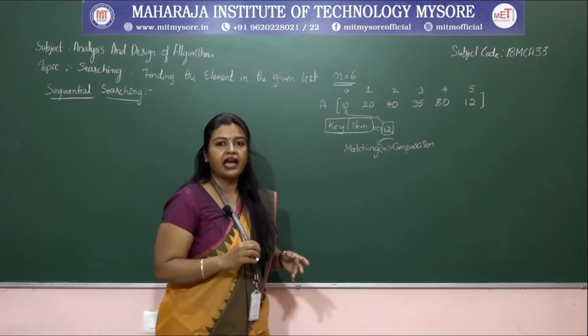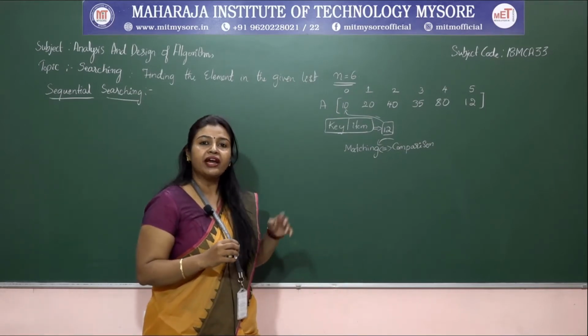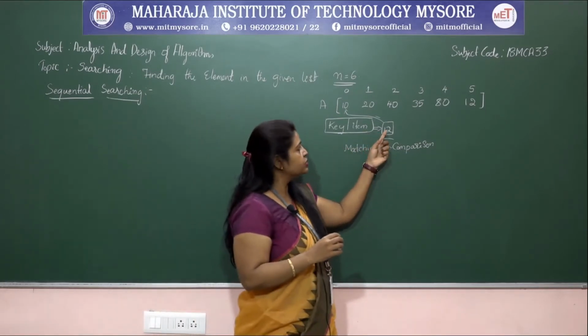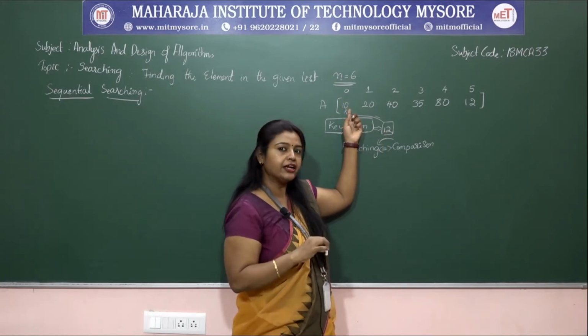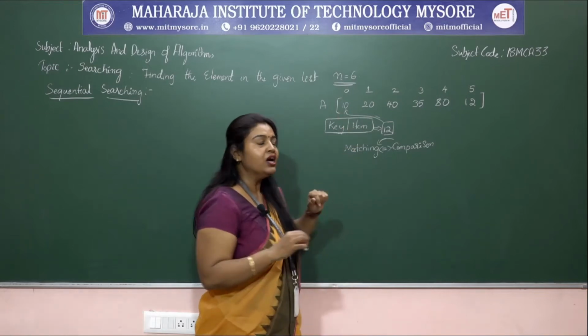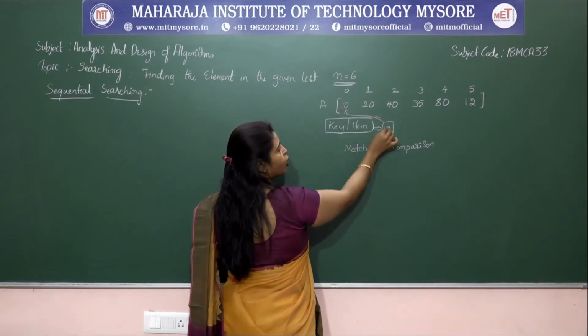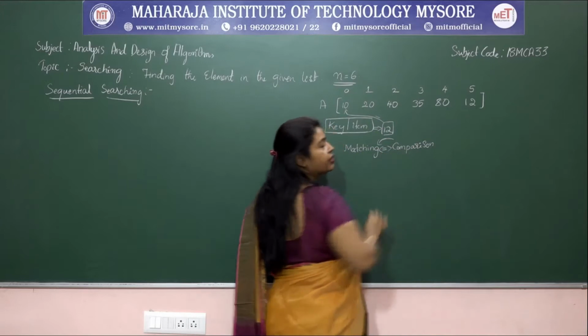Okay, some element I have taken. So now I need to find what? Whether this 12 is present in this particular list or not. We need to find out. So for that, what I have to do? I have to match with all the elements that are present in the array.